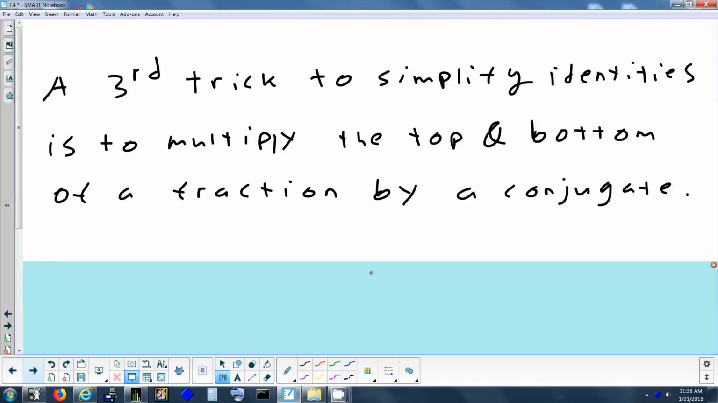Okay, so the last trick that I'm going to teach you to simplify identities is to multiply the top and the bottom of an identity by a conjugate. Now, you're going to know when you have to use a conjugate. It's a very obvious type of problem.